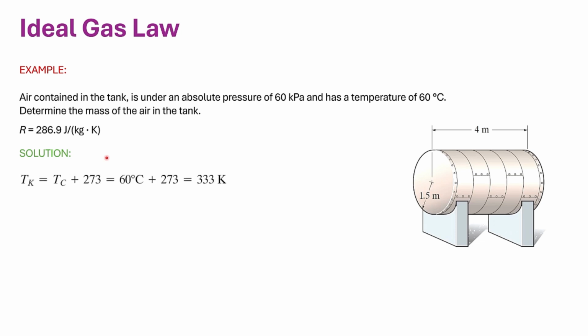So first step, because the temperature was given in degrees C, we have to convert that into kelvins because the formula uses temperature in Kelvin. So T sub K, which is temperature in Kelvin, equals T sub C, which is temperature in centigrade, plus 273. So 60 plus 273 equals 333 kelvins. The formula was P equals rho RT. So if we plug in the numbers and rearrange, we get rho equals 0.628 kilograms per meter cubed.